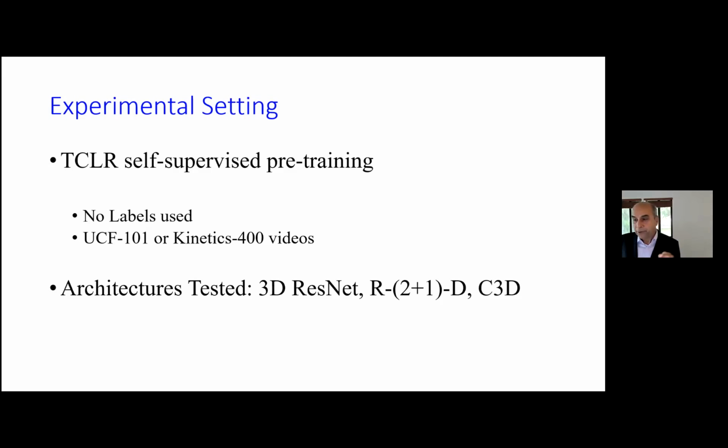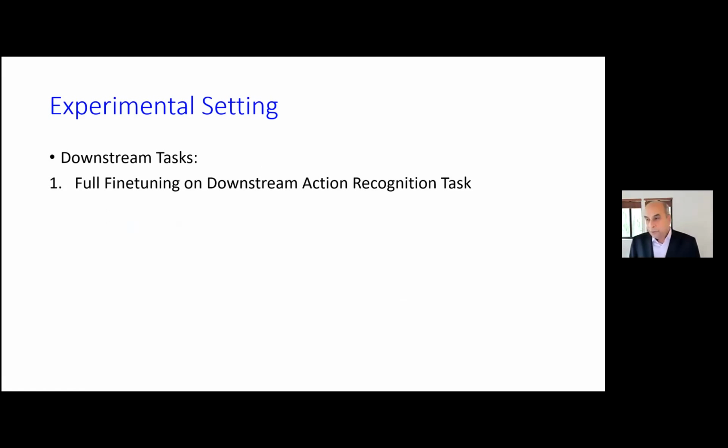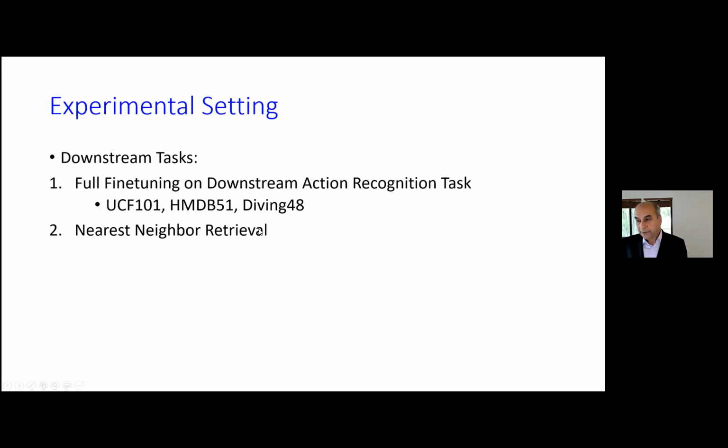And then we are going to use different architectures: 3D ResNet, R(2+1)D, and C3D. And now for downstream tasks, we are going to do full fine tuning for action recognition. We'll do UCF101, HMDB51, and the Diving dataset. And then we also do nearest neighbor retrieval.